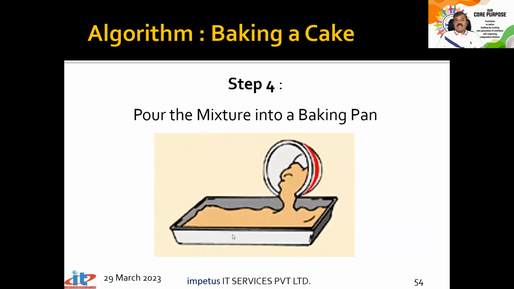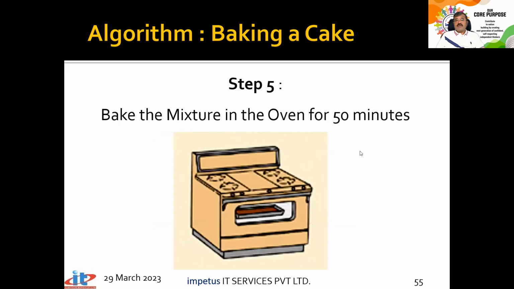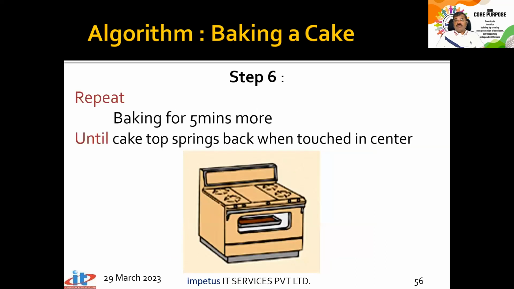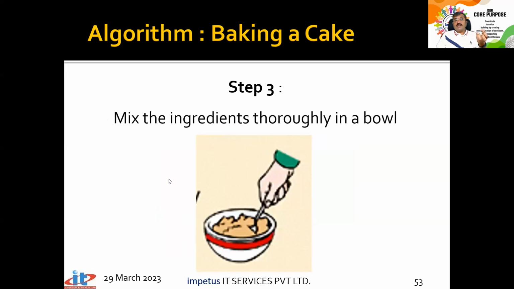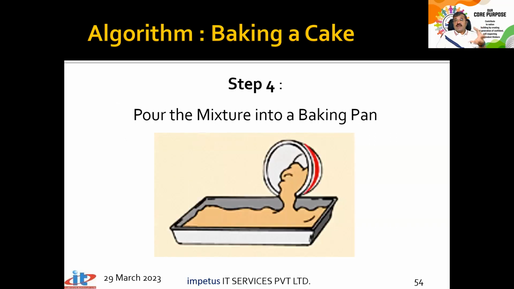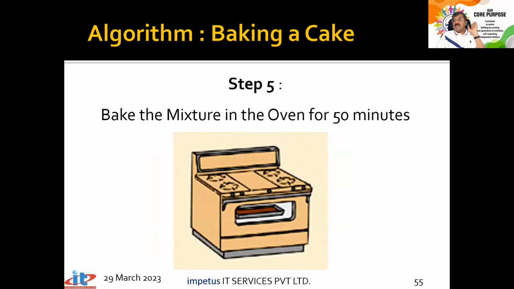Okay, third step. Once that has been done, you'll pour that mixture into the pan. Once you have poured that mixture into the pan, you'll put that pan into the oven for 50 minutes, based on your experience. There can be different consistency, depending on how much water you had added in that mixture. Based on that, it may take more time, slightly less time, whatever may happen. So based on experience, at least 50 minutes are required.